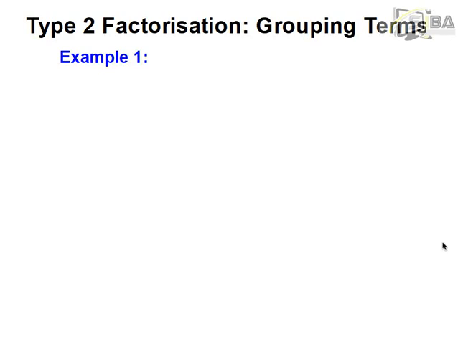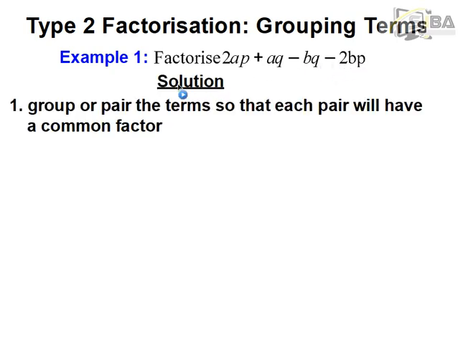On factorization of algebraic expressions. We are now going to look at another type of factorization, and that is grouping terms. Let's look at example number 1. Factorize 2AP plus AQ minus BQ minus 2BP. So you look at the solution.